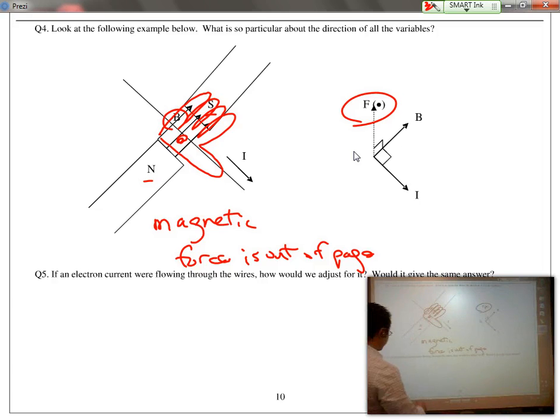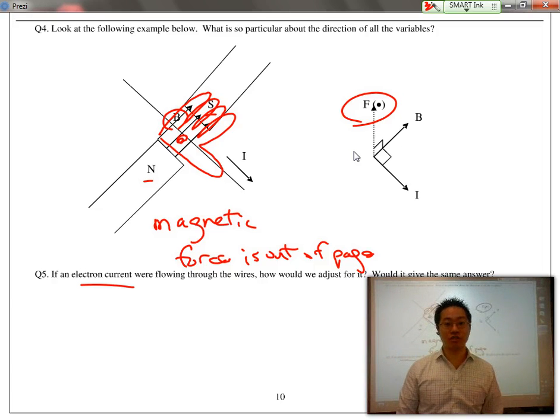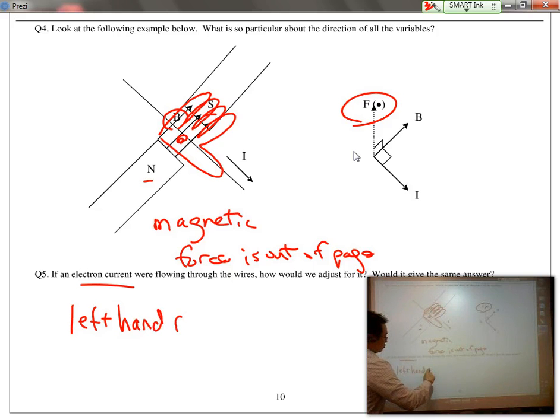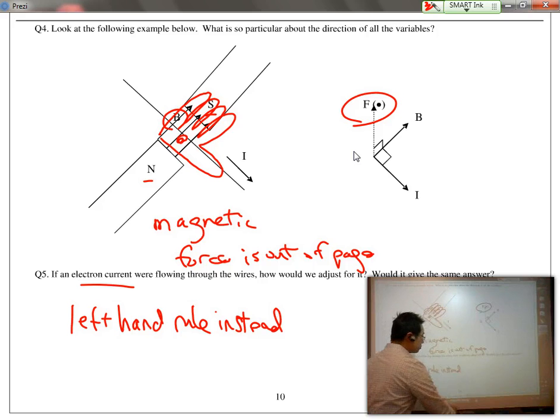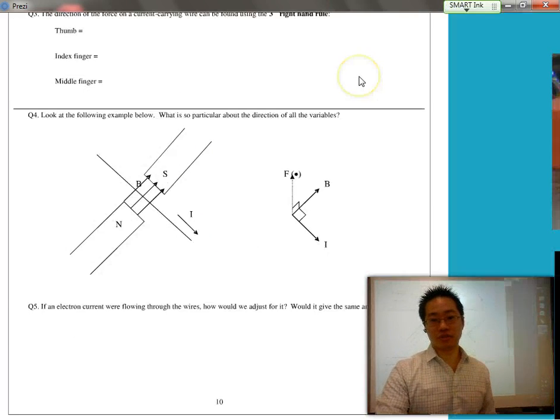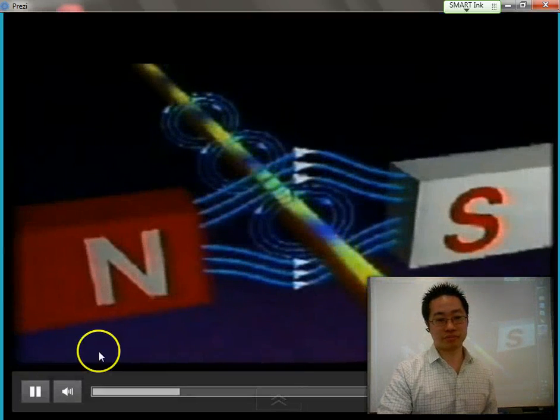Okay? And if you're dealing with an electron current instead, just like before, when you're dealing with negative charges, we simply use our left hand instead. Magnetic field can be easily determined.